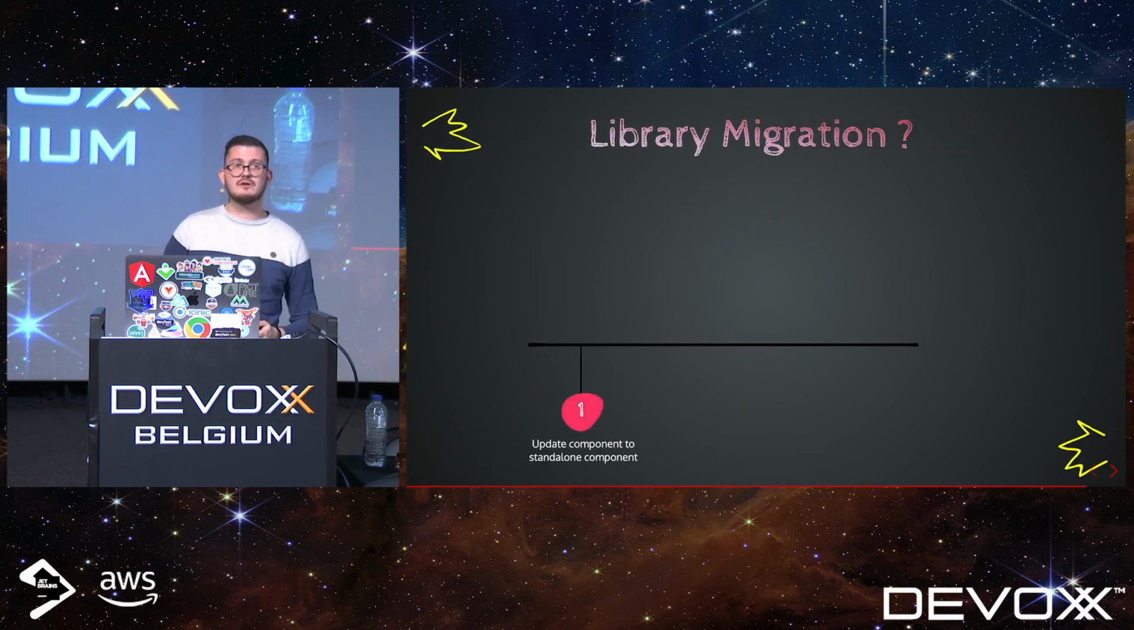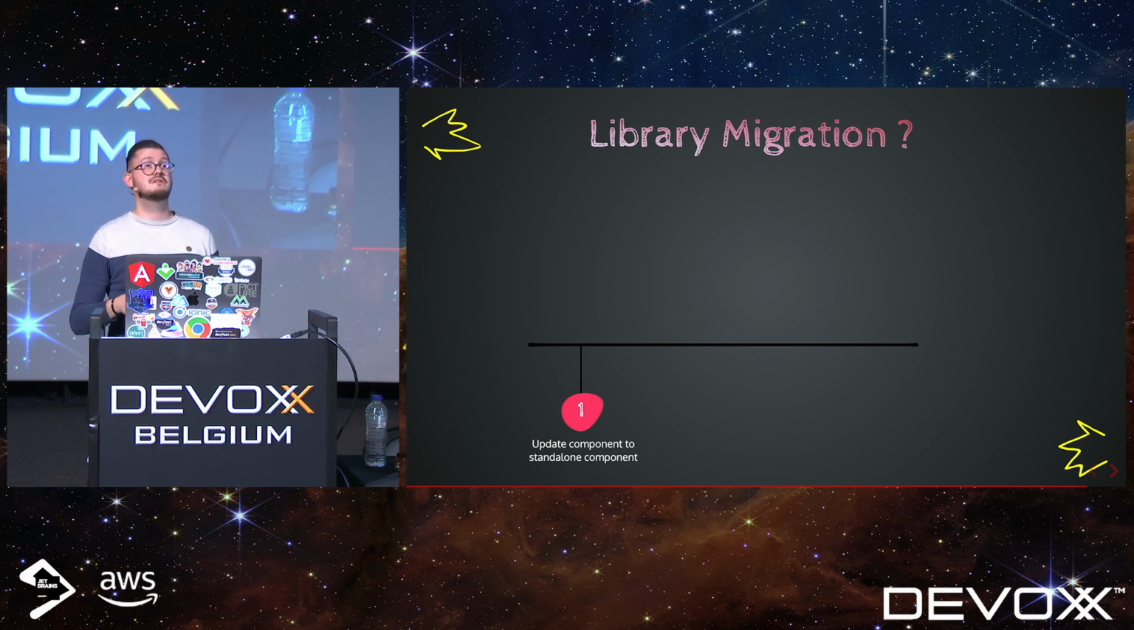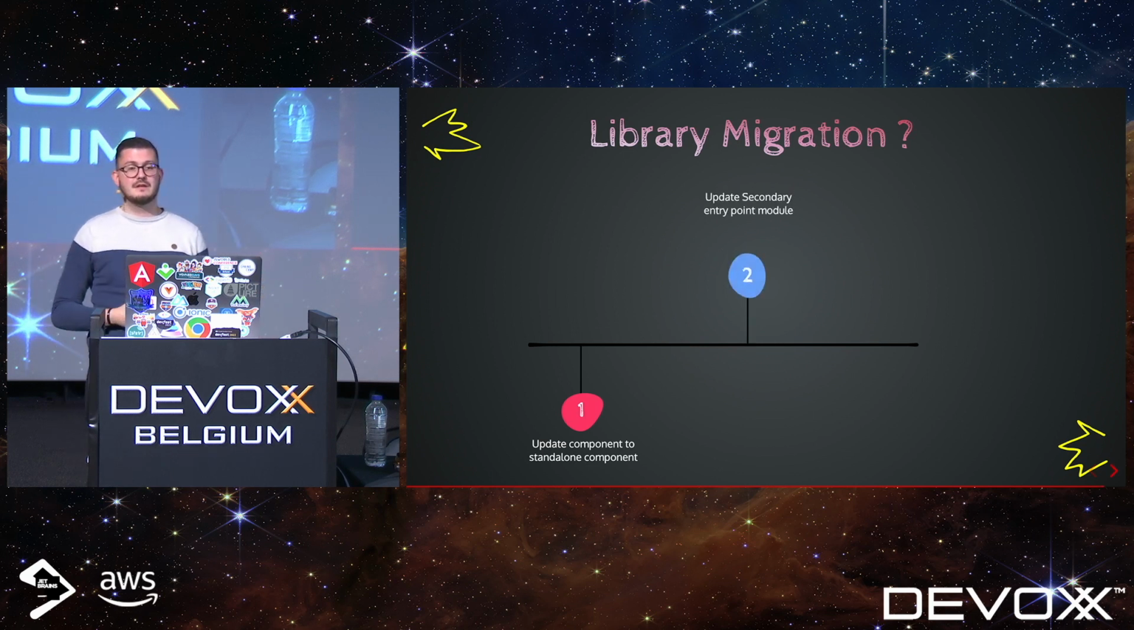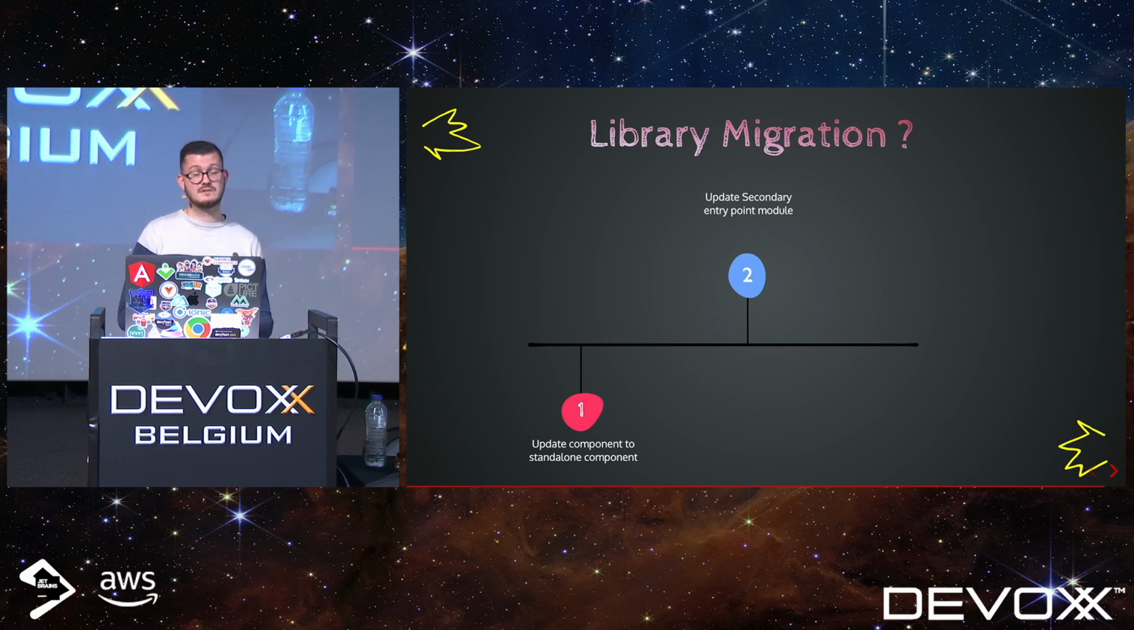For library authors, who are the library authors here? To migrate a library is very easy. Update components to standalone components and update the secondary entry point module. Remove the declaration of your components, import the standalone components, and don't forget to export them. If you do that, you will have no breaking change. So this is cool.